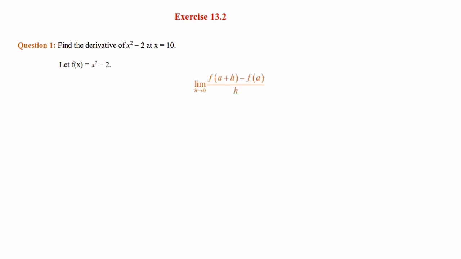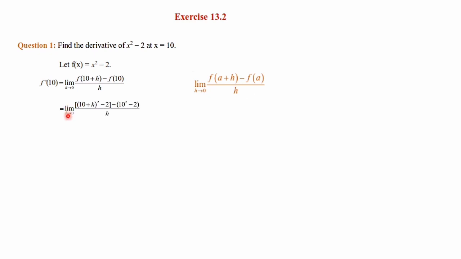Let's recall the formula what we have learned. Derivative of a function at a point a, that is limit h tends to 0, f of a plus h minus f of a divided by h. Here f dash 10, that is what we are going to calculate. F dash 10 is equal to limit h tends to 0. It's the same formula we are going to use. Limit h tends to 0, f of 10 plus h. 10 plus h means something which is very close to 0, very small value, but not equal to 0. F of 10 plus h minus f of 10 means f of a plus h minus f of a. Here a is 10. So f of 10 plus h minus f of 10 divided by h.